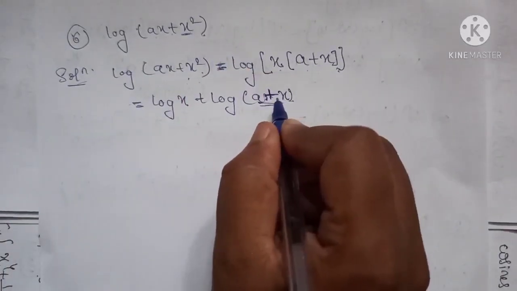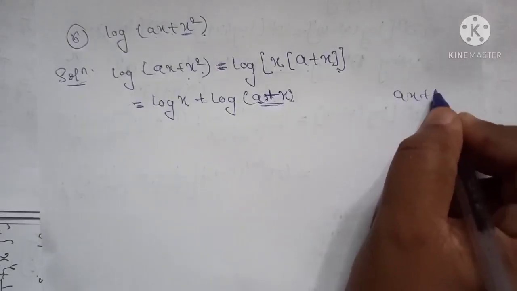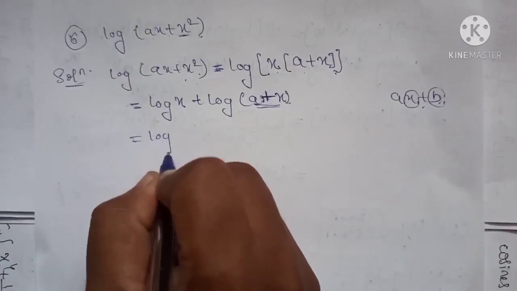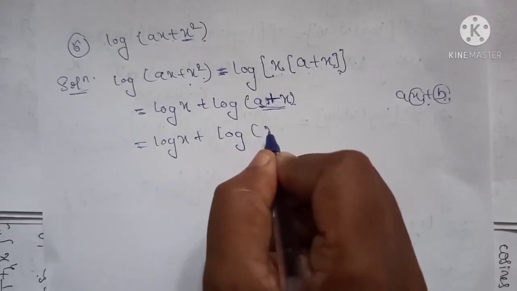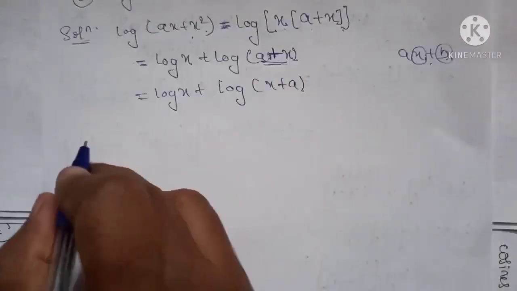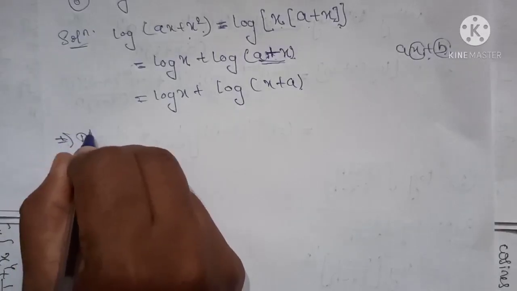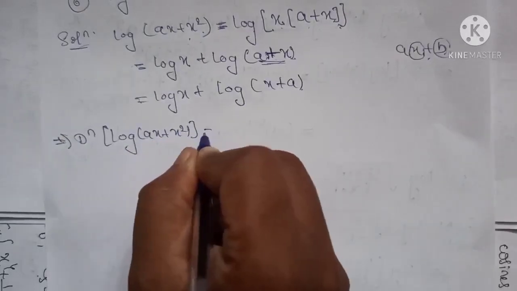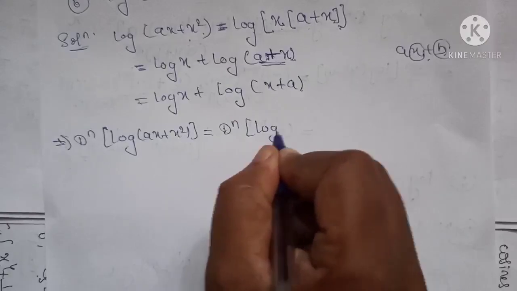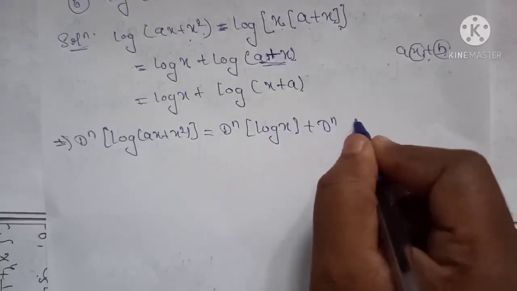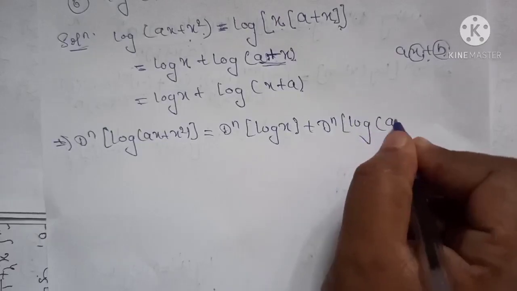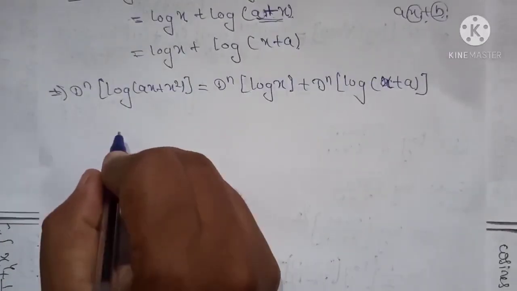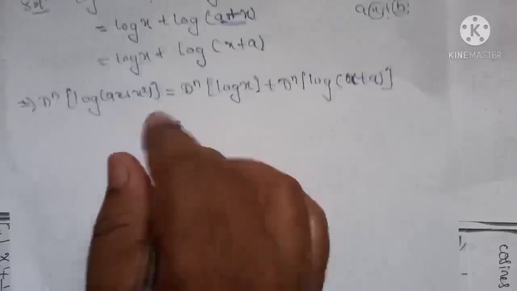So we express this as x plus a because we have ax plus b, first x term then constant term. Therefore, once again I will write log x plus log of x plus a. Now applying the nth derivative here, the nth derivative of the given function is equal to the nth derivative of log x plus the nth derivative of log of x plus a. We write the formula first, or you write it later on.